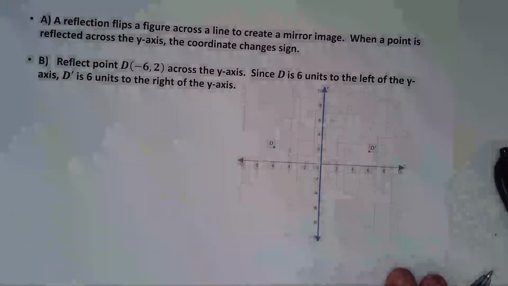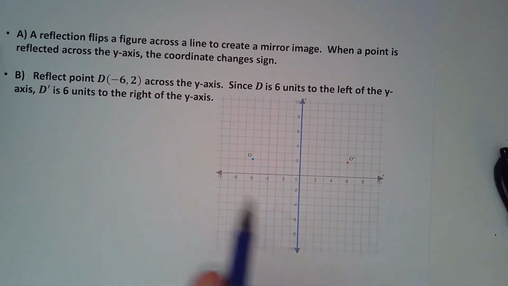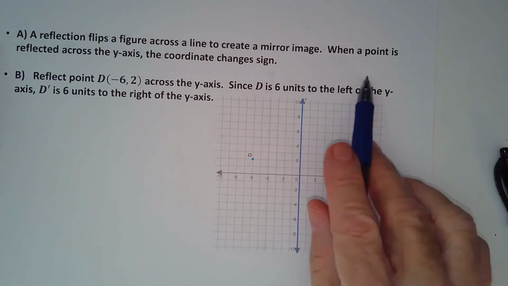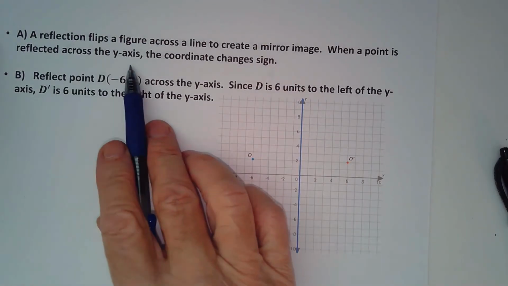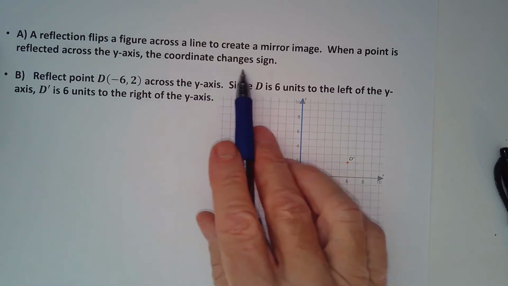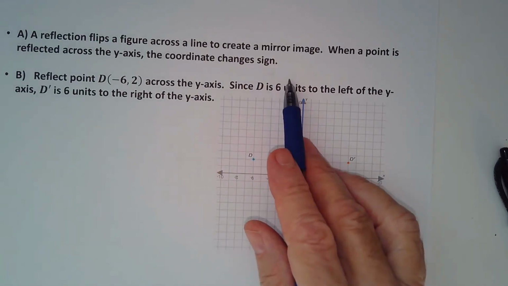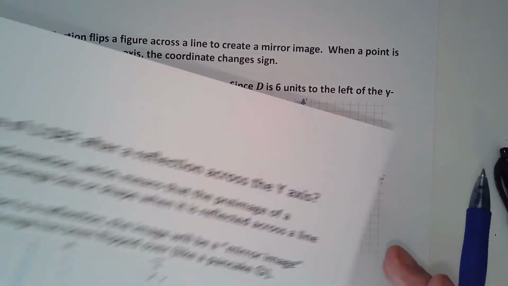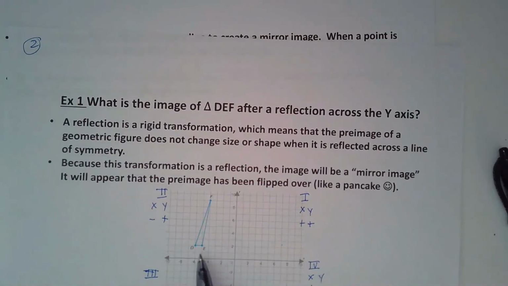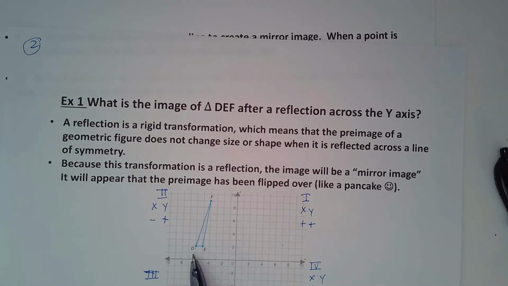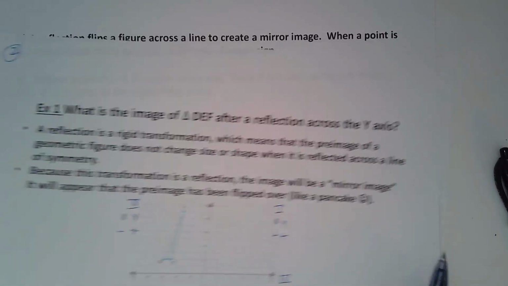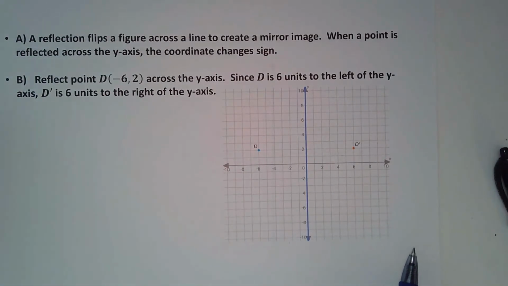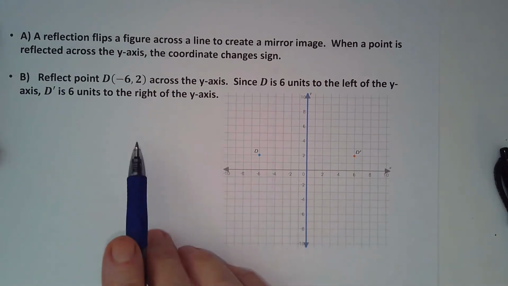All right. So as I said, a reflection flips a figure across a line to create a mirror image. When a point is reflected across the y-axis, the x coordinate changes sign. So in any of these coordinates where there were negative x coordinates, they become positive x coordinates, and the y coordinates remain positive because both quadrants have positive y coordinates.